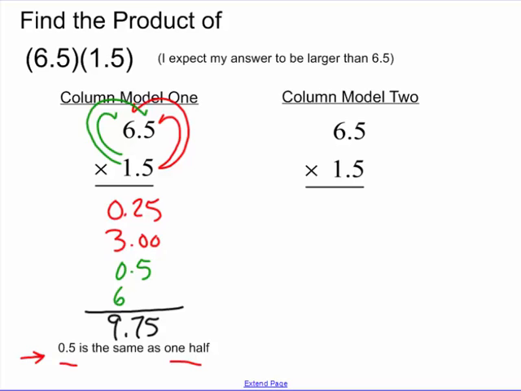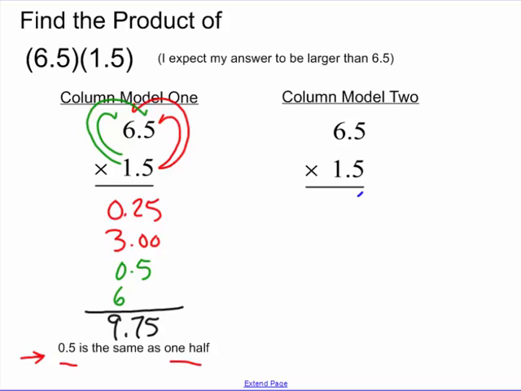In column model number 2, we talked about this model being fairly efficient and quick, but it did have some language issues. So I will say it again the way most people say this solution, and then we'll look at where the decimal falls. So I will start with the 5.